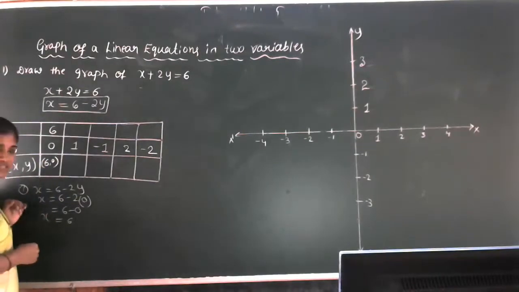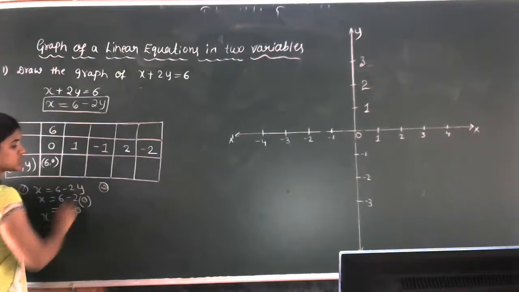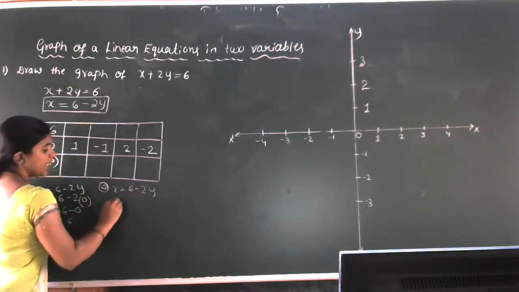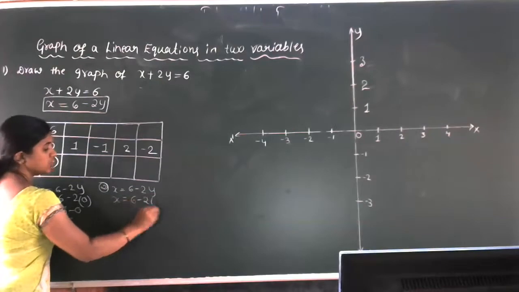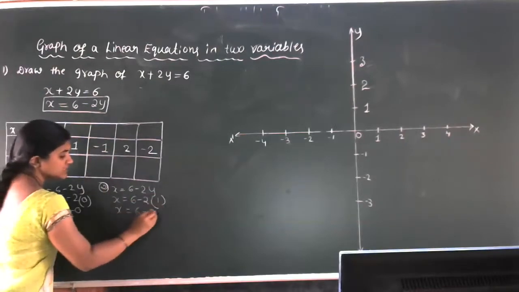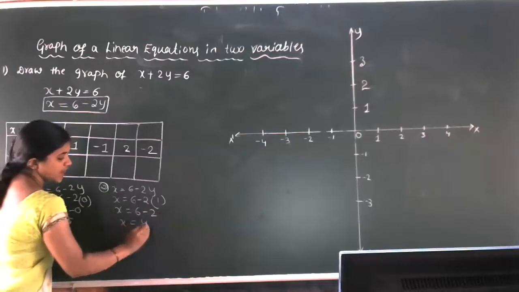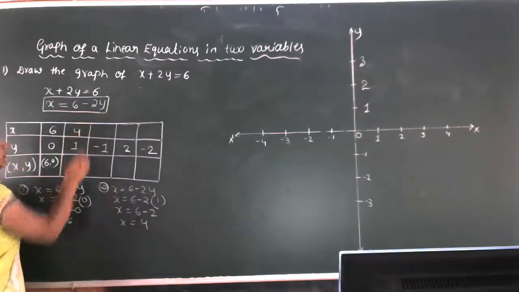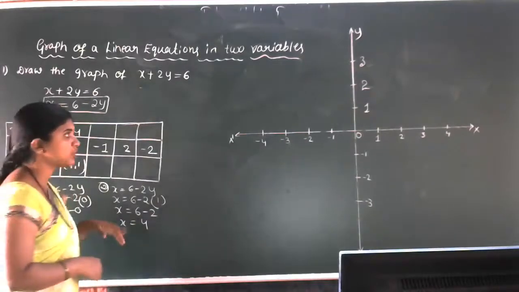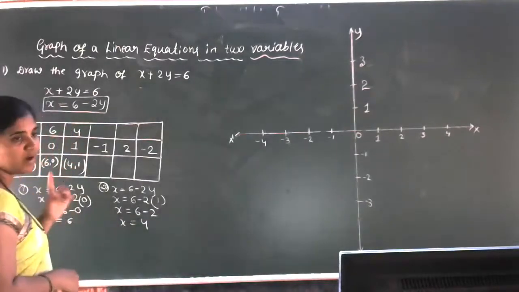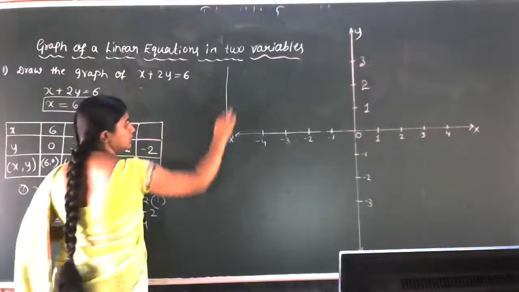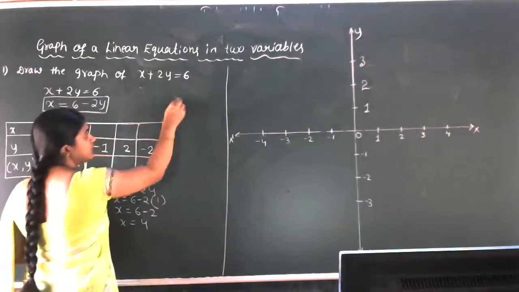Got the idea of the first solution? Now the second solution. x is equal to again 6 minus 2y. x is equal to 6 minus 2 into the y value, which is 1. That is x is equal to 6 minus 2, x is equal to 4. So x comma y is 4 comma 1. While writing in the solution part, we have to write 4 comma 1. Yes, next. The third one we will work out here.